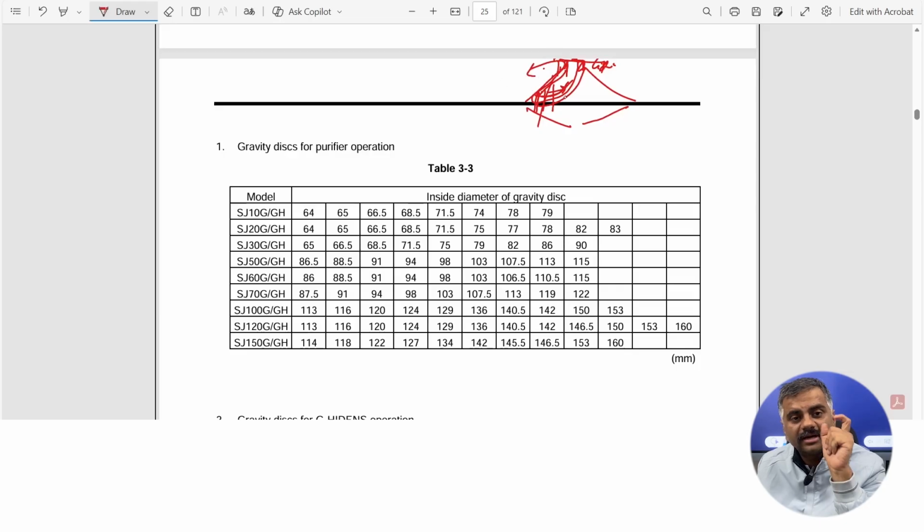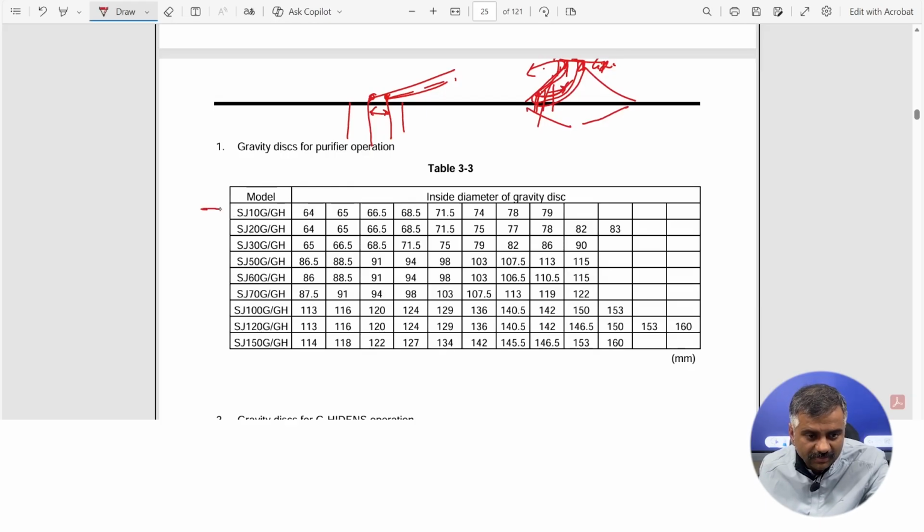So your gravity disk needs to be of appropriate diameter, so that the interface is formed between the tip of the disk stack and the tip of the top disk, somewhere here. Otherwise the interface will change its position if your gravity disk is not of the correct diameter. How the gravity disk is decided, we will see in a further section.